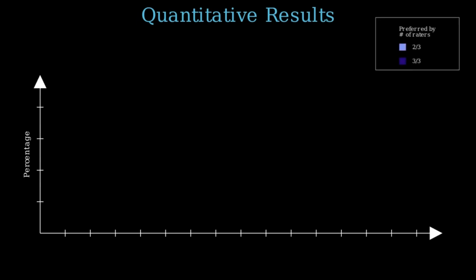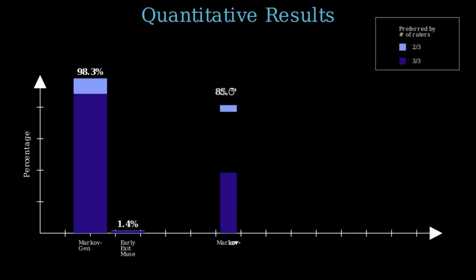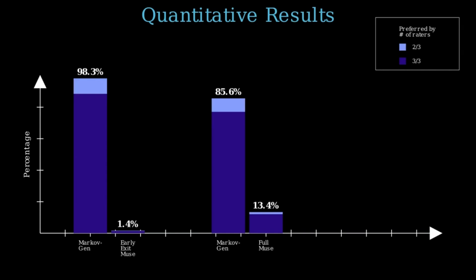Finally, qualitative observations are backed by rigorous quantitative metrics. When we conducted human preference evaluations, the results were overwhelming. Markov Gen is preferred by human judges 98.3% of the time when compared to the early exit Muse. More importantly, it even outperforms the heavy, computationally expensive full Muse model by a massive margin, solidifying Markov Gen as the new state-of-the-art in efficient text-to-image generation.